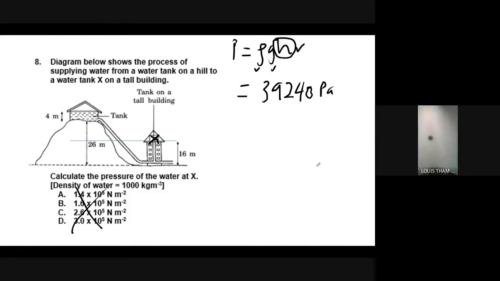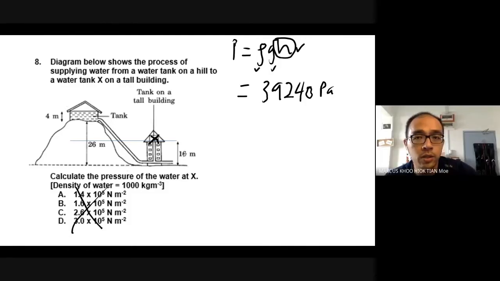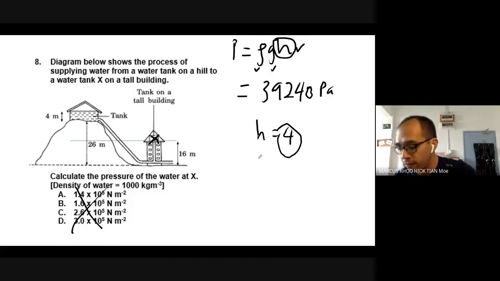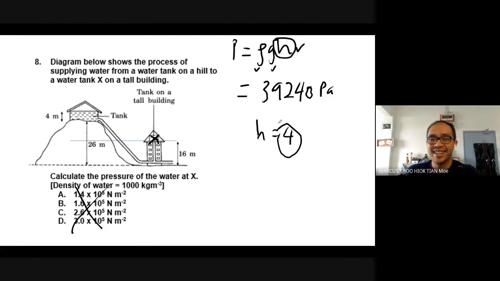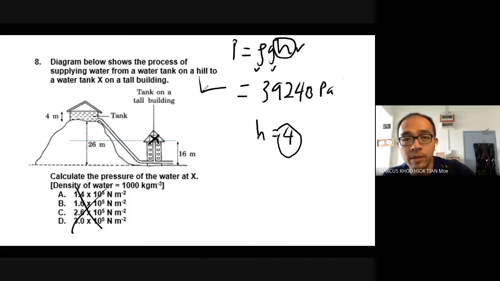I used the tank on the hill. The tank on the hill, so your H is just 4. If your H is just 4, how do you get 39240 though? Okay, sorry, I calculated wrong. It's okay. Anybody else got other answers? I'm just going to keep Louis' answer here first because I want to know how he got this H.